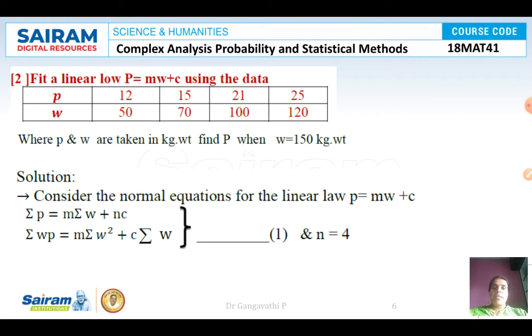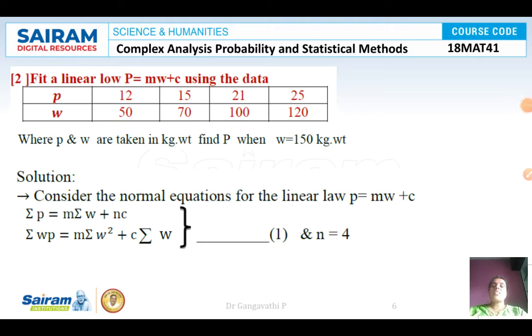So now, in a similar way, let us work out another problem. Fit a linear law P is equal to mW plus c using the data P and W. Instead of x and y, P and W have been given. P values are 12, 15, 21 and 25. W values are 50, 70, 100 and 120. P and W are taken in kg weight, and find P when W is equal to 150 kilograms of weight.